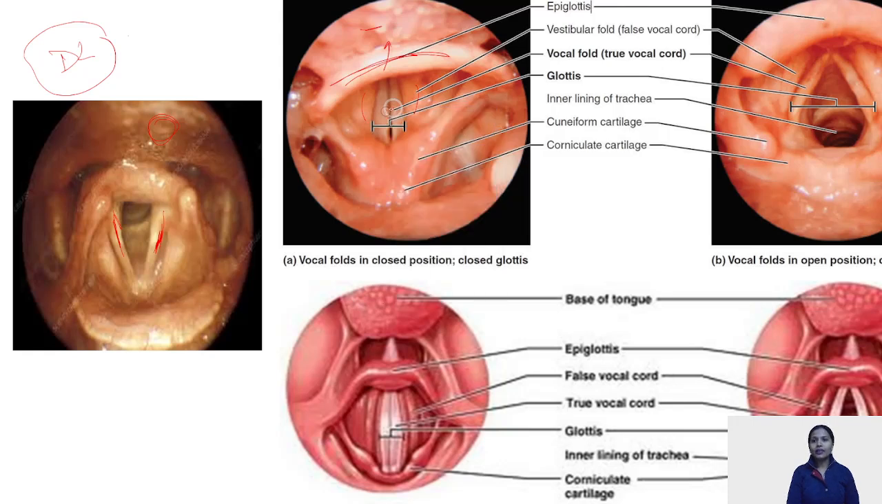Okay, what are these? These are your vocal cords, and here are your cartilages, your cuneiform, your corniculate, and your arytenoid cartilages. These are your arytenoid cartilages. Done. You have to be able to identify the base of the tongue. This is the epiglottis. These are your vocal cords, and these are your laryngeal cartilages which are present.